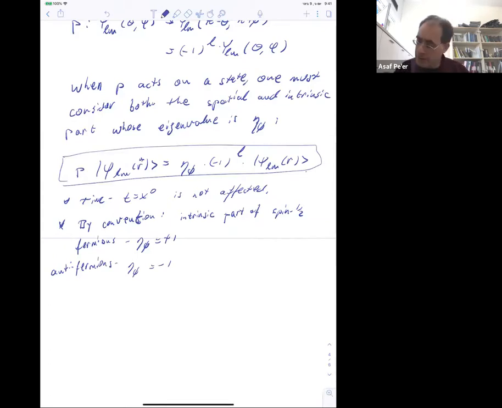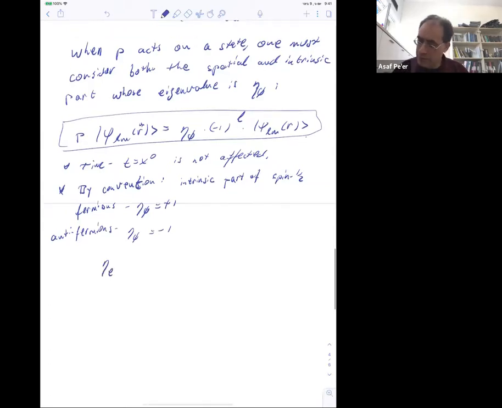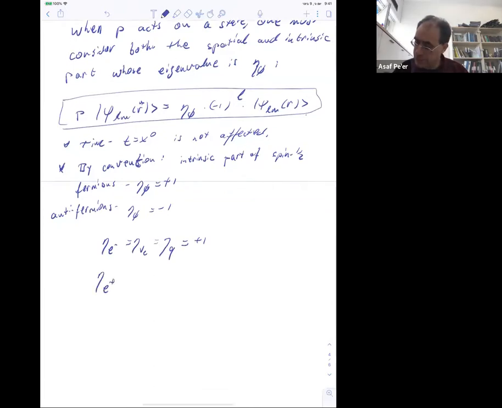So, for example, the intrinsic parity of the electron, muon, neutrino and quark are all +1. But for the positron, anti-neutrino and anti-quark, this is -1. Very similar to what we had in the initial definitions of the electromagnetic charge.